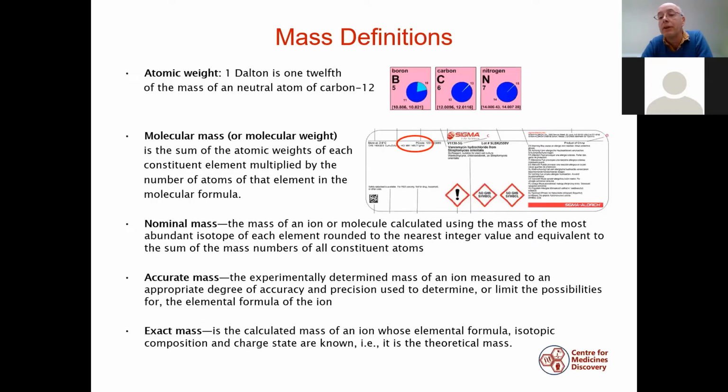I'm going to spend quite a lot of time on some mass definitions. I wouldn't take this as read. It's important that we understand exactly what we're talking about. As I said in the preamble, precision in small molecule analysis is absolutely crucial. So we start by defining atomic weight. So 1 Dalton, as I'm sure everybody knows, is 1/12 of the mass of a neutral carbon atom.